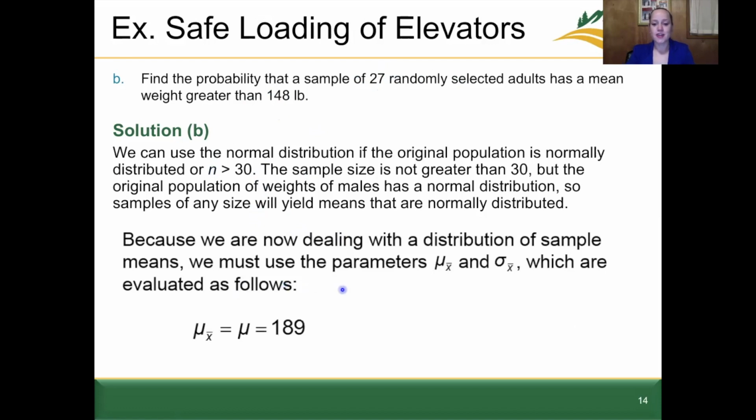So for our notation, our mu sub x bar, that's really equal to the population mean, or 189. Then to solve for our standard deviation, or sigma sub x bar, that's equal to sigma, the population standard deviation, divided by the square root of our number of trials. So let's go ahead and solve for that. We know our standard deviation was given as 39 pounds. The number of samples we're working with is 27. So 39 over the square root of 27. Our standard deviation for our distribution of sample means is 7.51.